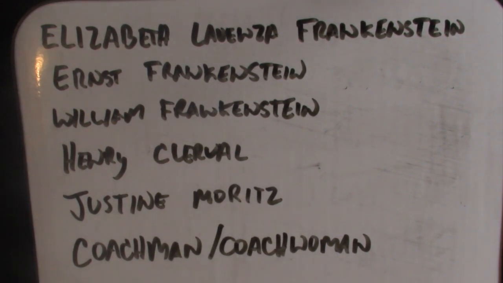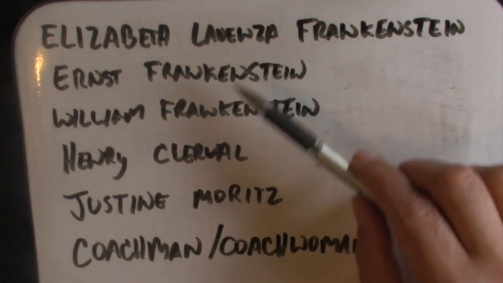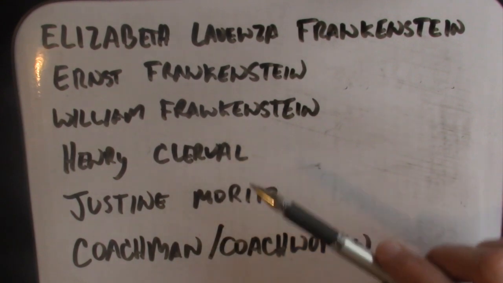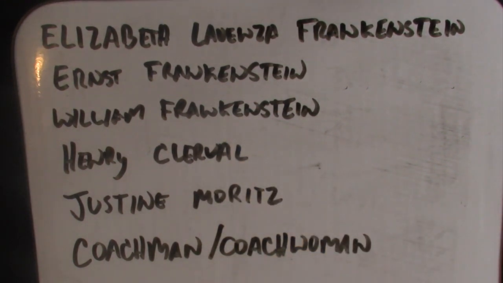He's training to be a soldier. William Frankenstein. In the book, he's 4 or 5 years old. We're going to just do a time jump and have him 15 years old. Henry Clerville is Victor Frankenstein's best friend. Justine Moritz is William Frankenstein's nanny. Now that gives us 2 female characters and 3 male characters. And this scenario, in the past, it's attracted a large number of female players. So we're going to have a gender-fluid character, coachman or coachwoman. And that's going to be our 6th character.